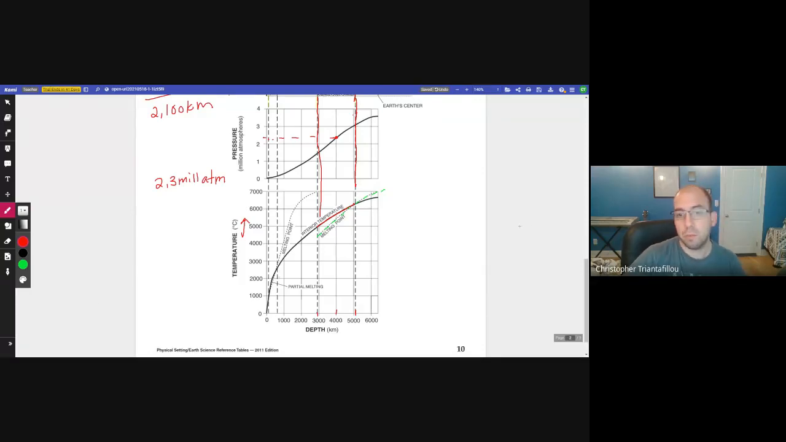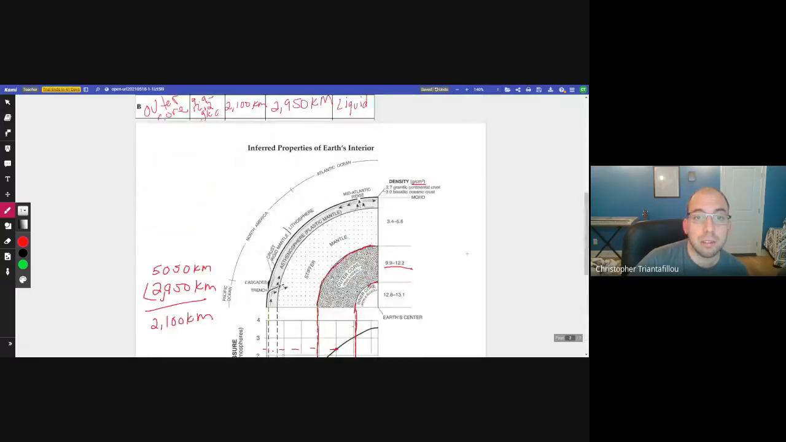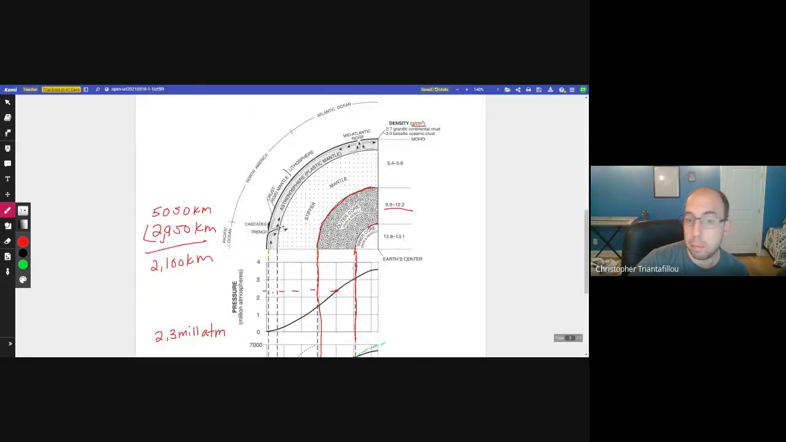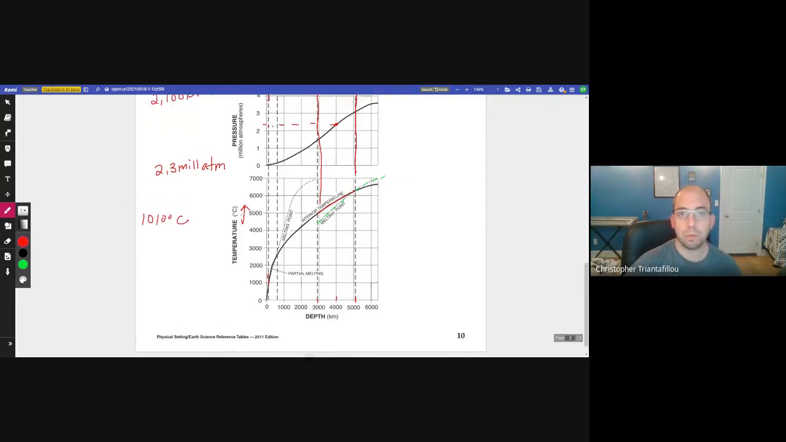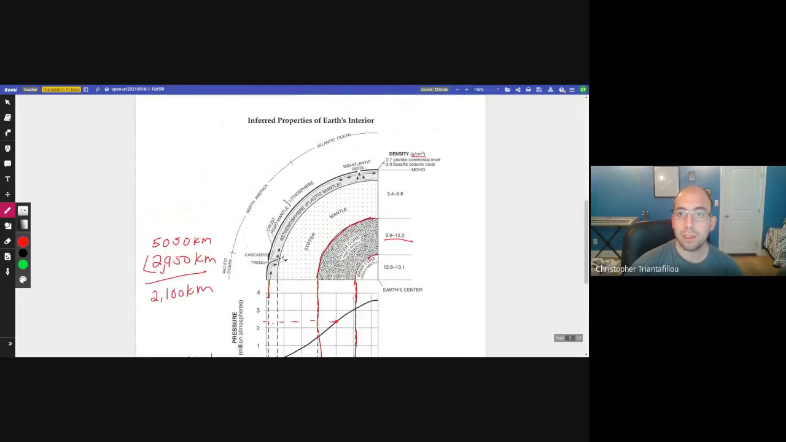And if it wants temperature of the top boundary of the mantle, so the top of the asthenosphere, let's see. I'd follow that down until it meets the temperature line here. And I get a little over 1,000 degrees Celsius. All right, so that's how you do most of these questions.